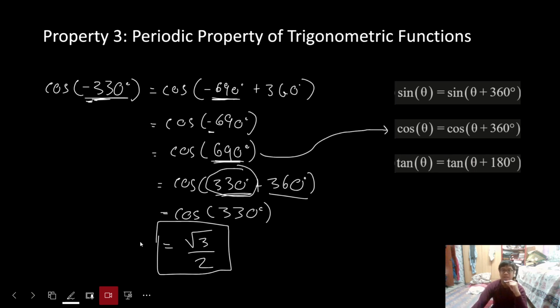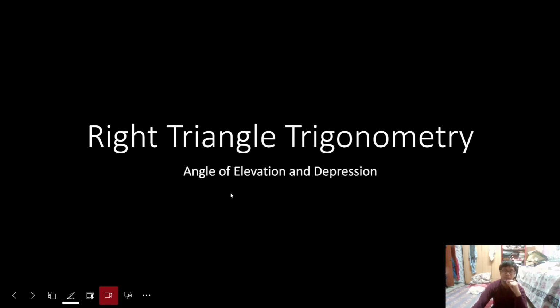Since we discussed the properties here, there will be no more practice videos, because these are just techniques or methods that you can apply to other problems. After this, we're going to discuss the application of the six trigonometric ratios, which is the angle of elevation and depression. So see you soon, guys.